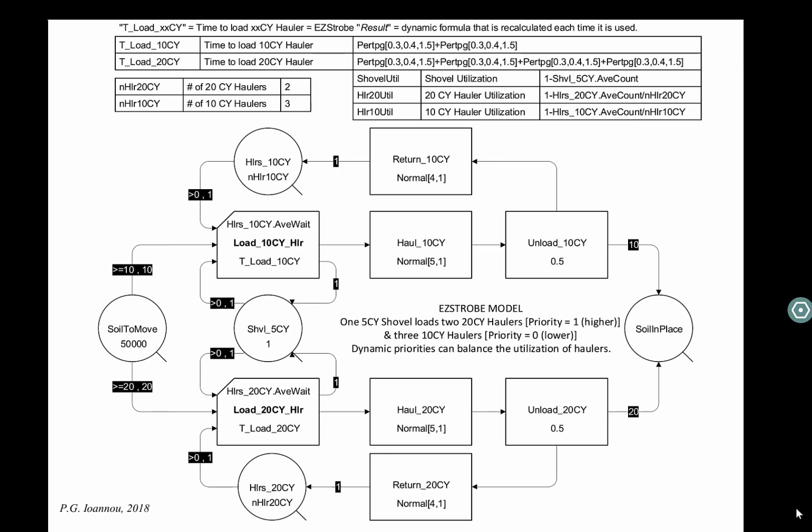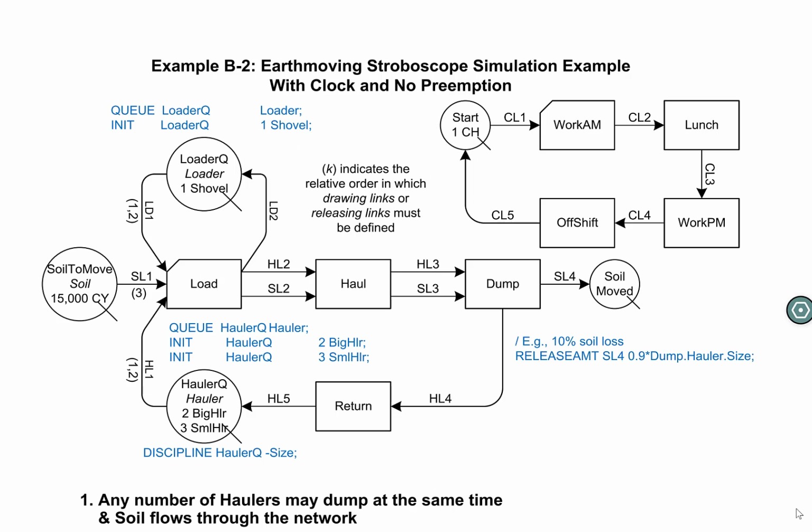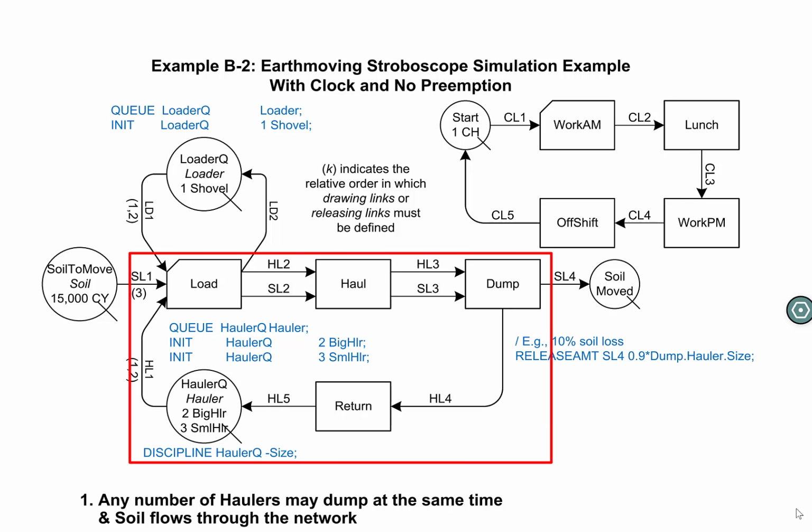As we shall see in Stroboscope, that is not necessary. The Stroboscope model shown here is much simpler. There is only one cycle of activities for the haulers, which includes the combi load, the normal haul, the normal dump, the normal return, and the Q hauler queue. Both types of haulers will flow through these nodes.